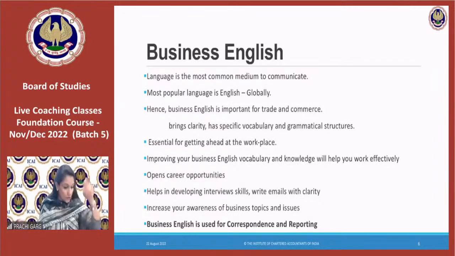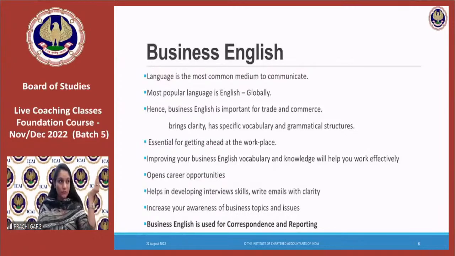So this was about business English. Now, like I said, language is the most common medium to communicate, of course. Most popular language is English. Business English is important for trade and commerce. It brings clarity, has specific vocabulary and grammatical structures. Now, there are specific structures that you need to follow. Okay. Now, this is very essential for getting ahead at the workplace.